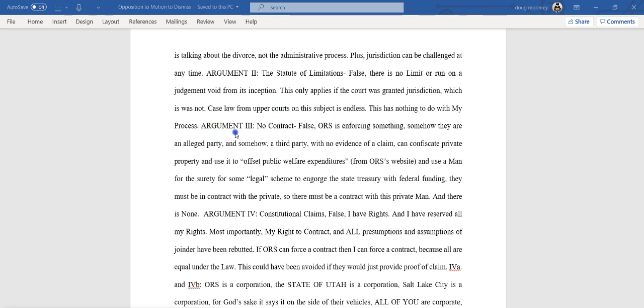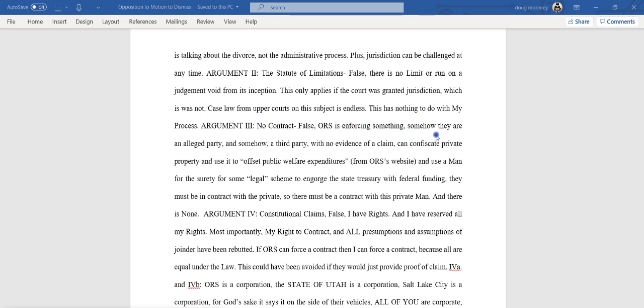Okay? Argument 3 was that there was no contract. False. They literally admitted that there is no contract, and there was no contract made through their non-response. And I said, okay, well, I'm going to go that way in my next document. But if there's no contract, then what are you enforcing? If we don't know each other, then who are you? So anyway, no contract, false.